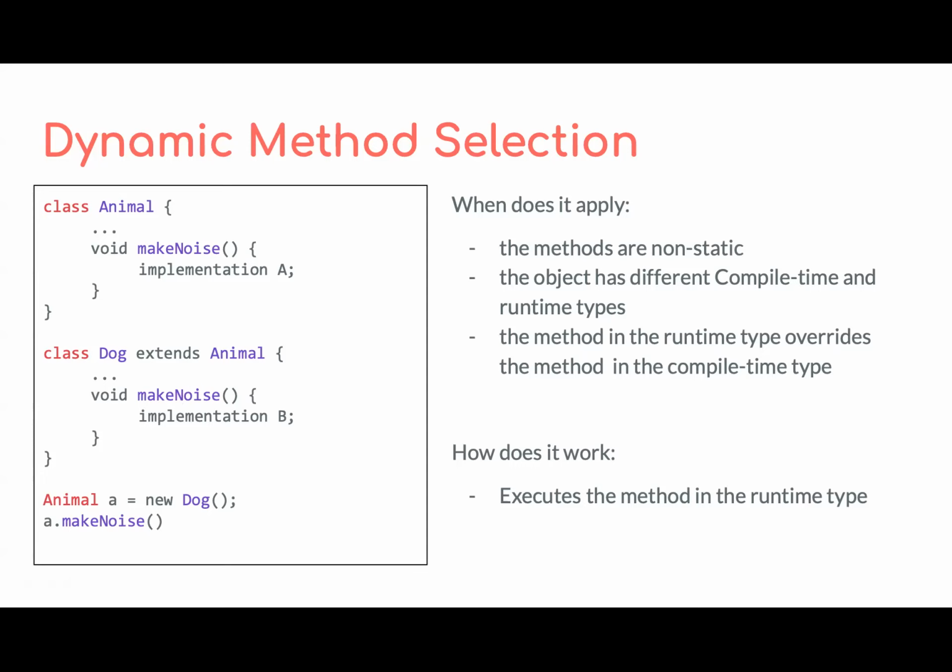And the third requirement is that the runtime type overrides the same method that is found in the compile time type. So let's go back to the example. In the animal class, we have this big noise function that has implementation A. And in the dog class, you have the same big noise method with implementation B. What happens when I call A.big noise is that it goes into the runtime type of A, which is dog, and then executes implementation B.